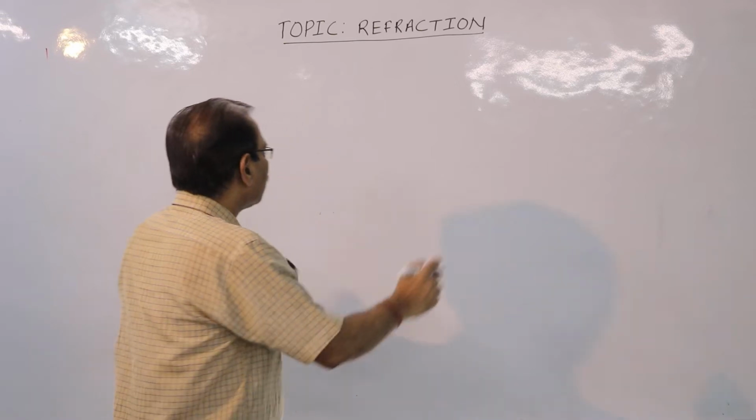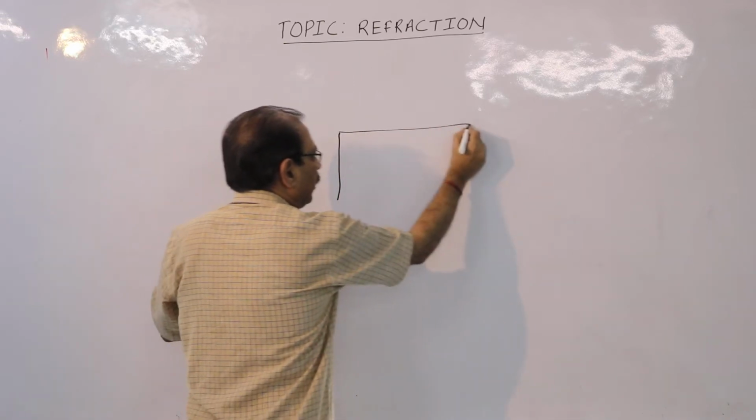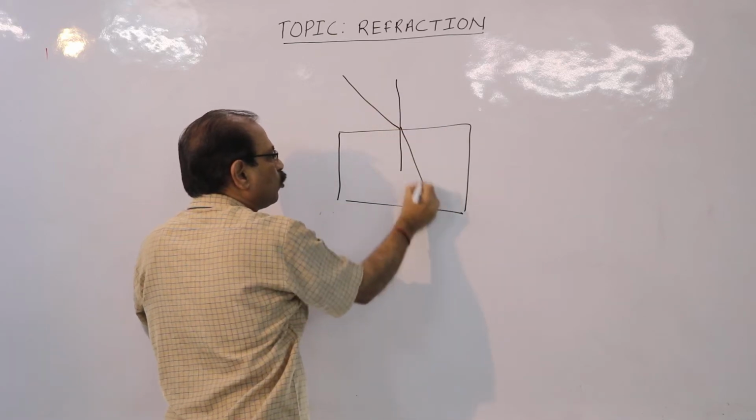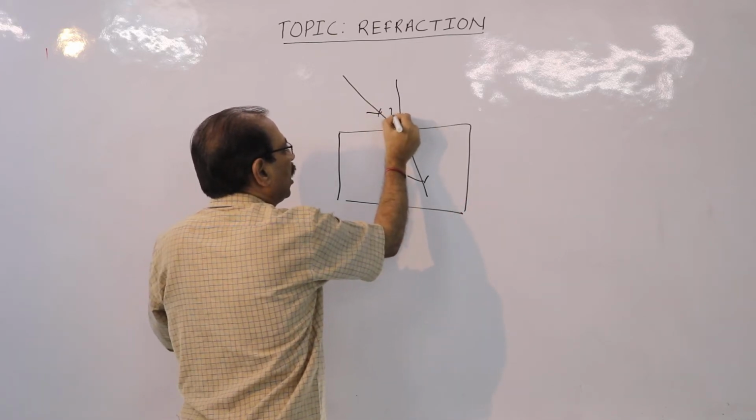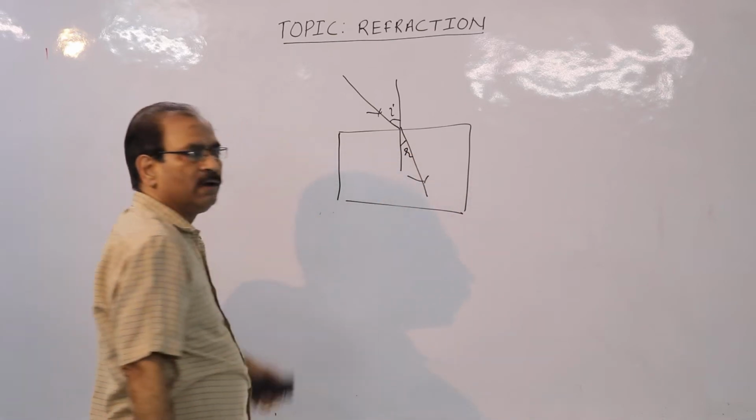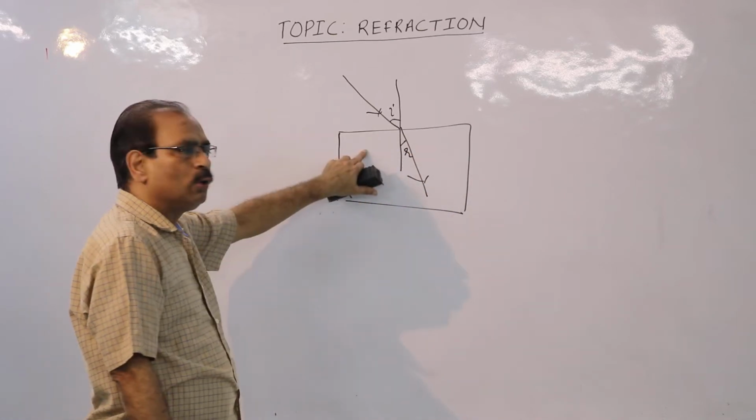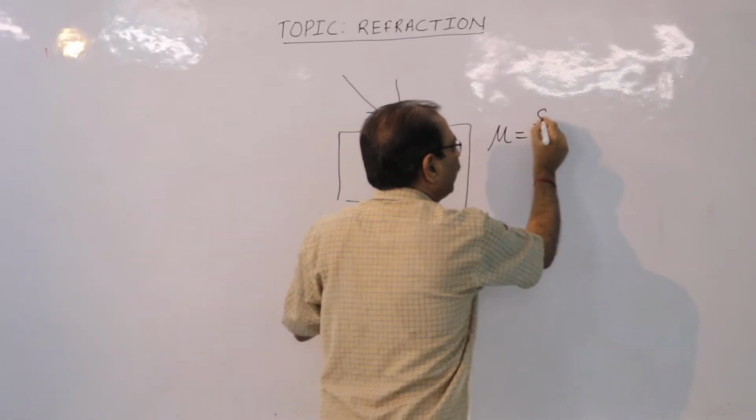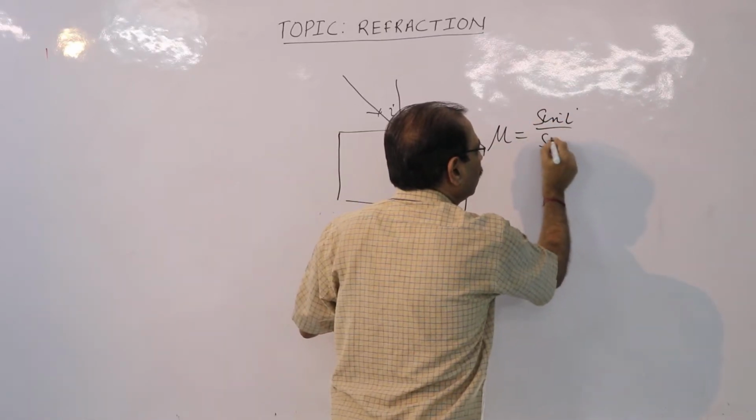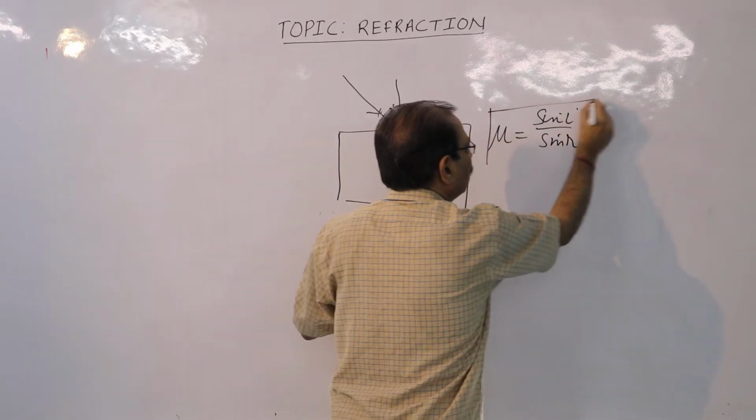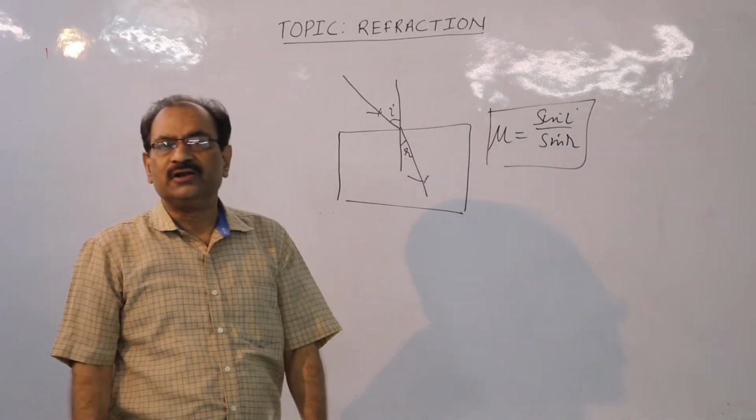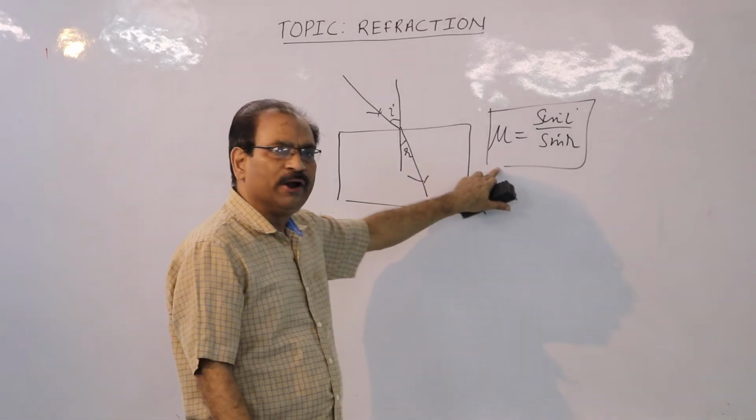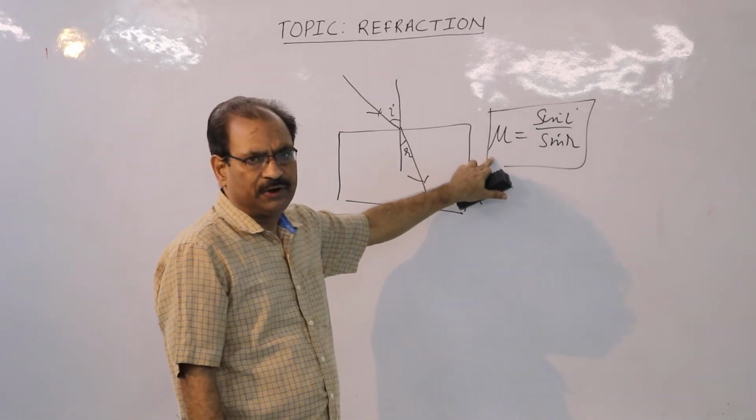Children, this is supposed to be a glass slab. This is the ray, the incident ray will bend towards the normal, and this angle is R. So in the last video we have done, the refractive index is defined as sine of I divided by sine of R. This is what is called Snell's rule or Snell's law. Till this point we have done things in the last video.